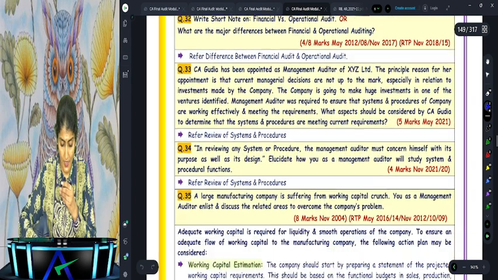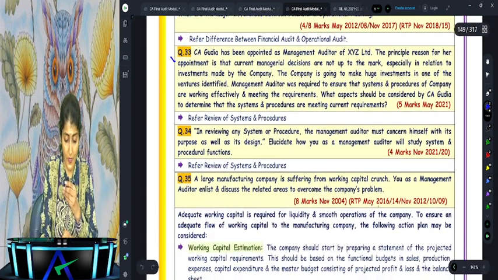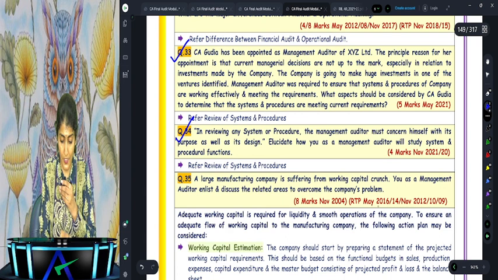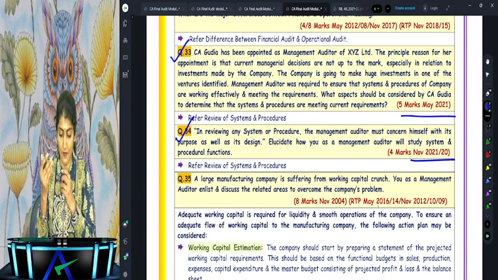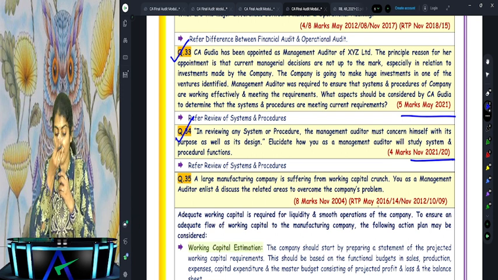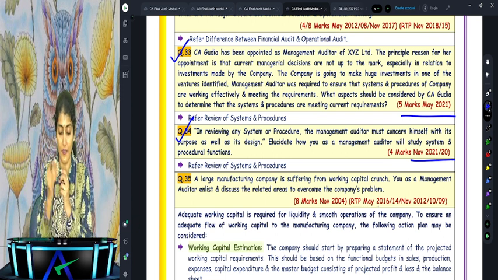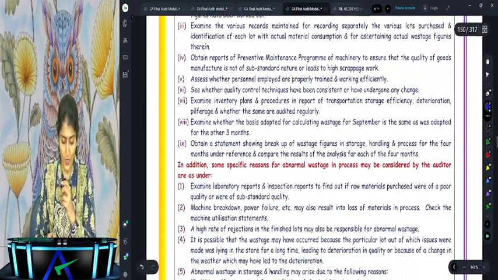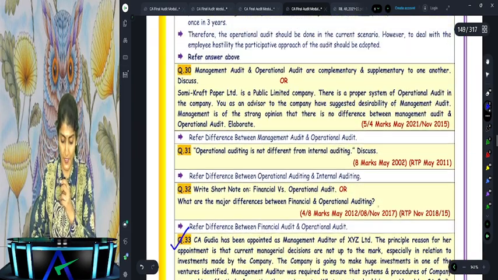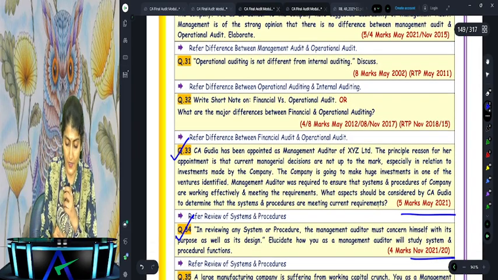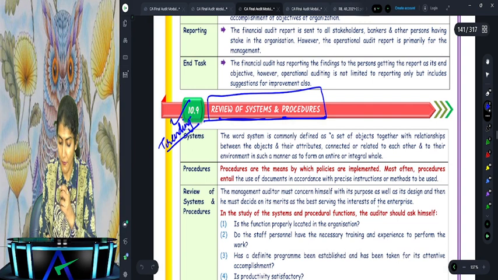Again, a question asked, yes, CA Gudiya, question number 33, question number 34, which is regarding the review of the systems and procedures. So three times a question has been asked in the exams regarding the systems and procedures, and then you have these offbeat questions over there. The offbeat questions we'll see later, but right now we are seeing question number 33 and 34.